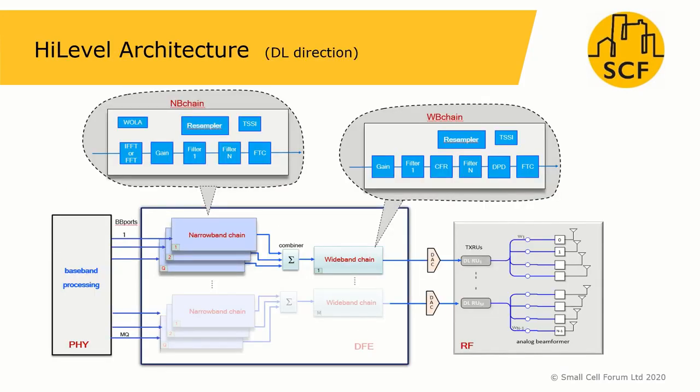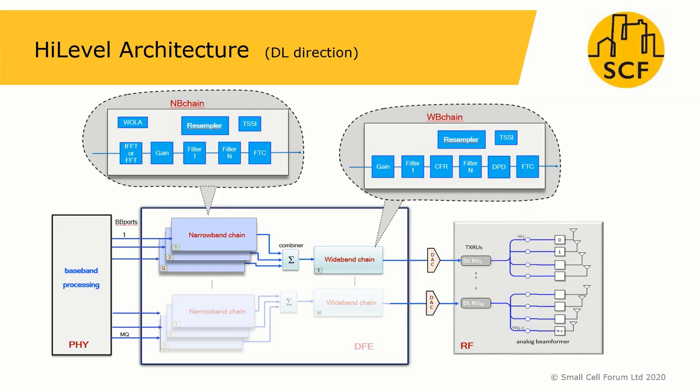Here we show a downlink high-level architecture as an example. The picture includes the PHY block on the left-hand side, which handles the baseband processing, the DFE in the middle, and the RF and analog beamforming blocks on the right-hand side.